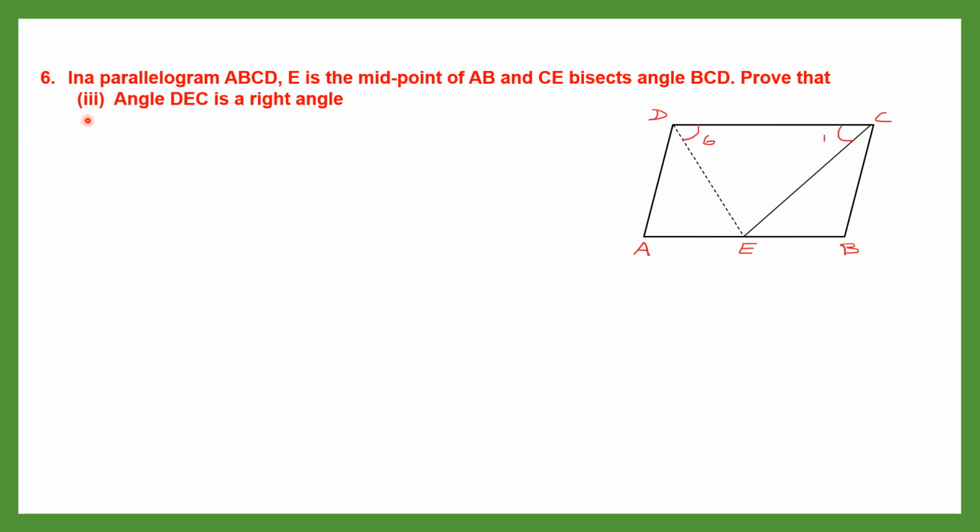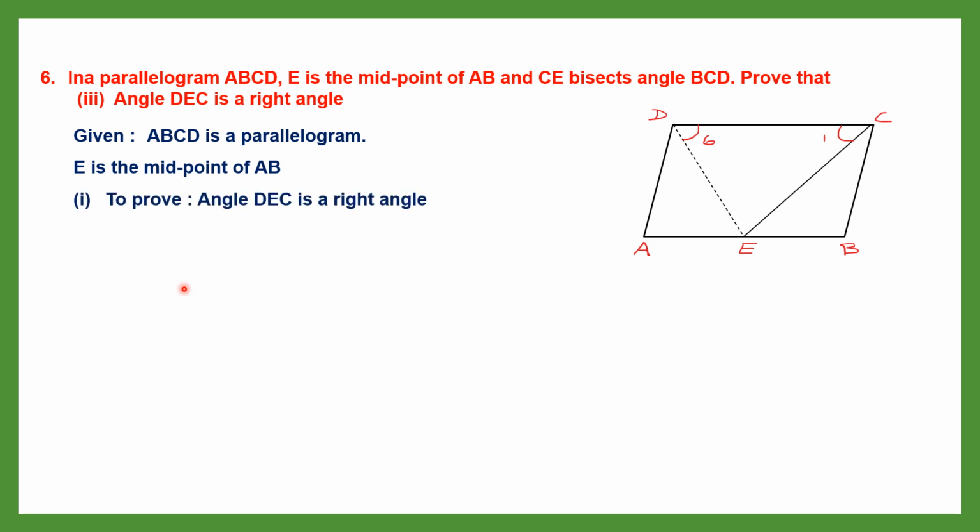Now the third thing that we need to prove is that angle DEC is a right angle. That is, this point DEC is a right angle. This is what we need to prove. So again, what we're given is ABCD is a parallelogram, and E is the midpoint of AB. Now to prove that angle DEC is a right angle, first we start the proof by saying AD is parallel to BC.